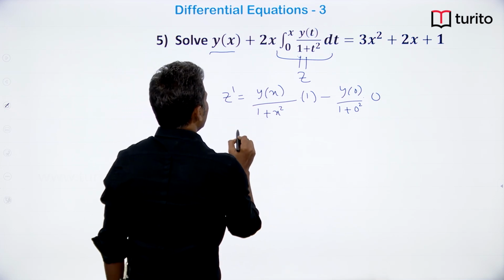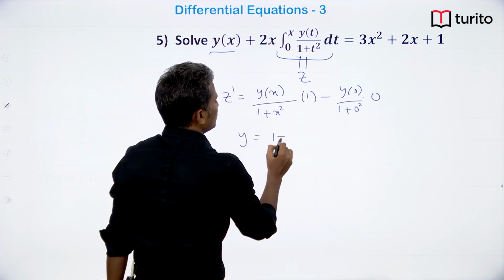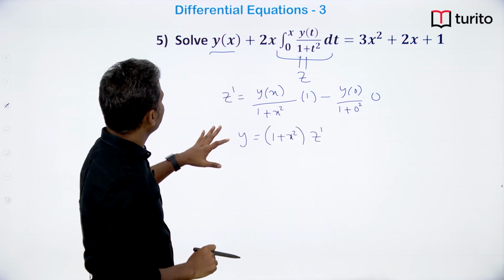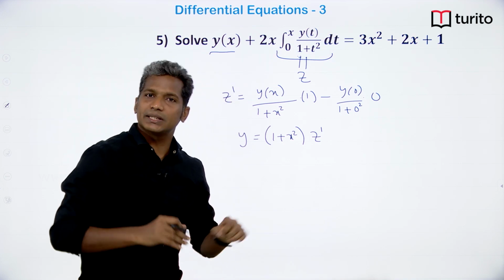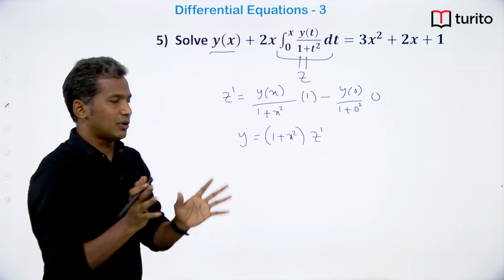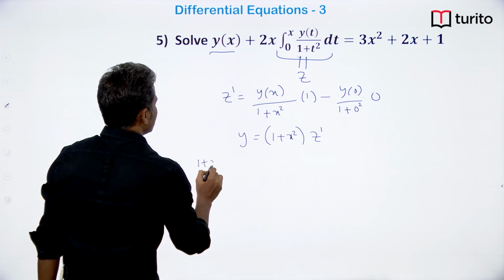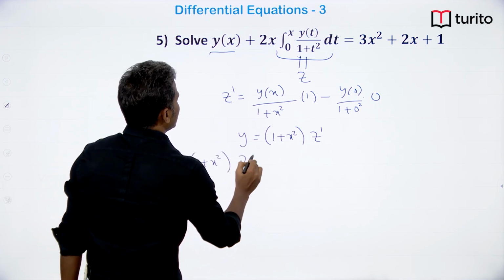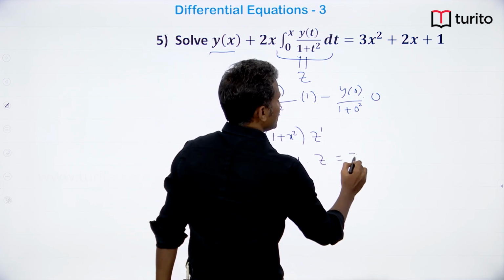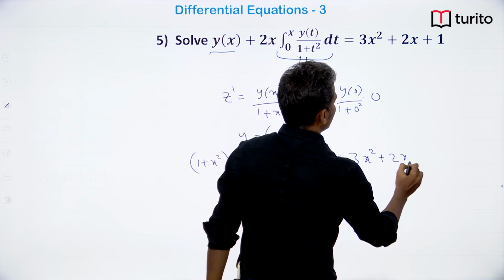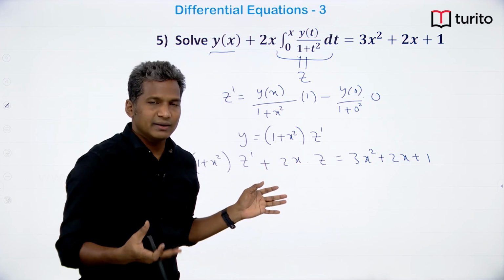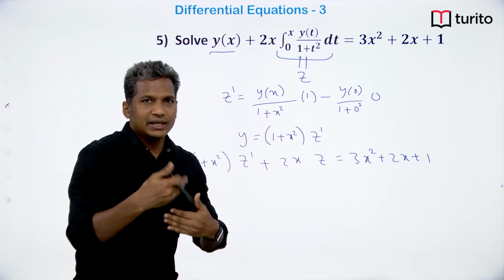So, that means we basically got this idea that y is equal to 1 plus x square into z dash. That means it can be expressed in the standard form. So, let me just substitute and see if it can be expressed in the standard form or not. So, it becomes 1 plus x square into z dash plus 2x into z is equal to 3x square plus 2x plus 1, right? Now, further we can go for the idea of the integrating factor and integrate it, but that is generally a long process.